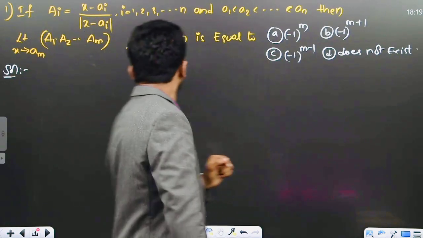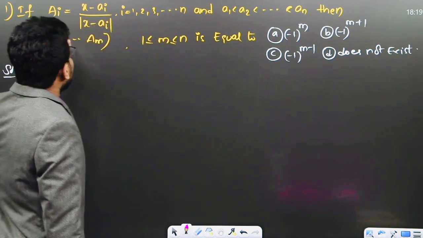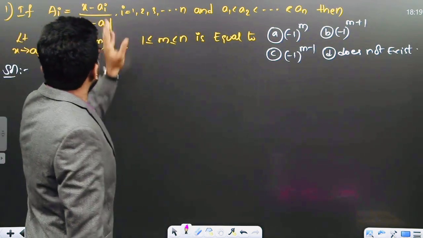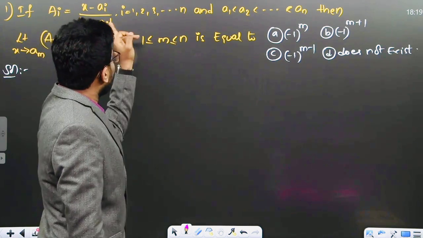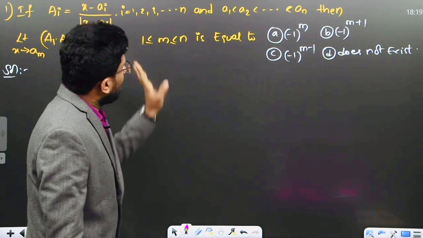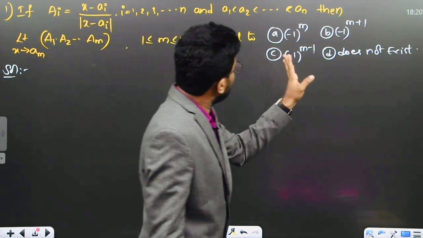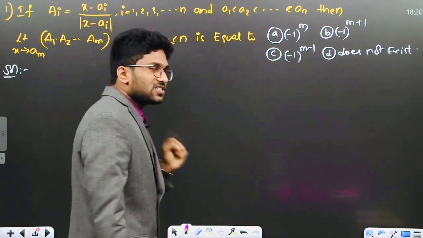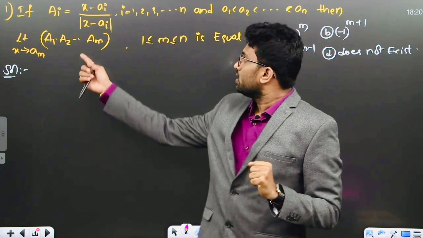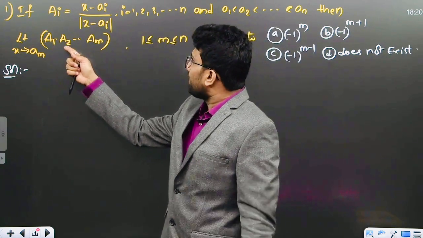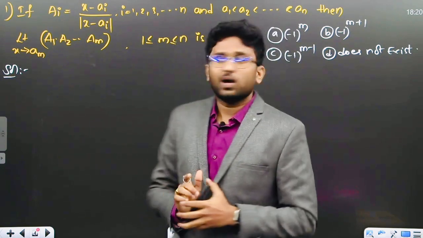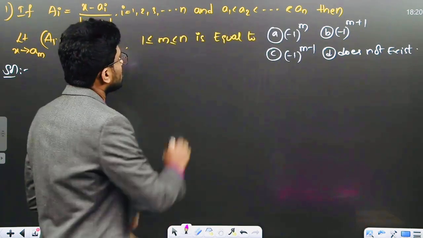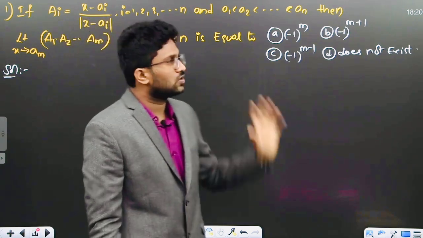The first problem which we have is: if capital A_i is equal to (x minus a_i) divided by mod of (x minus a_i), where i takes values from 1 to n and a1 < a2 < ... < an, then the limit as x tends to a_m of A1 into A2 into and so on till A_m, where 1 ≤ m ≤ n, is equal to; four options do we have.